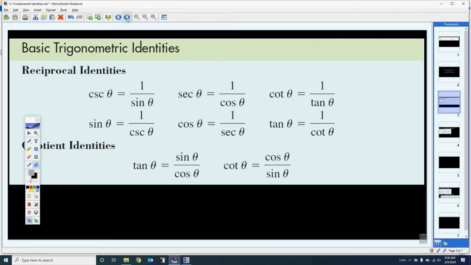Alright, so we're going to start off with the basic trig identities. You should find these at the top middle part of your paper, and all of these should be reviewed from Chapter 4. There's none of these that we didn't talk about in Chapter 4, so just remember those. You should have known those for your test.